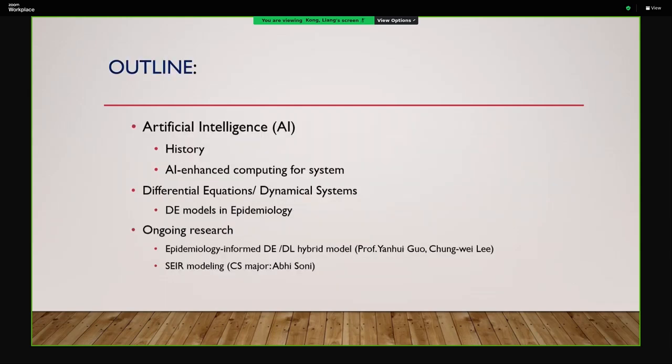So this is the outline. We have two parts, AI and differential equation. So what is AI? Right now, AI is taking the world by storm. Everybody talks about AI.